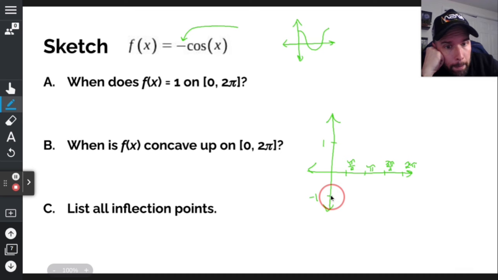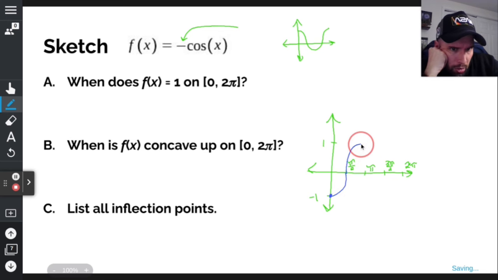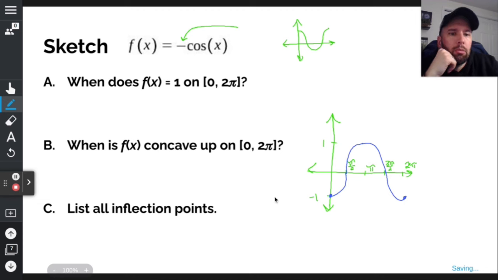Start at negative 1. Start from the bottom, like Drake. It's going to come up and it's going to hit pi over 2. And then it's going to max out at 1, come back down at 3 pi over 2, and then repeat right there.